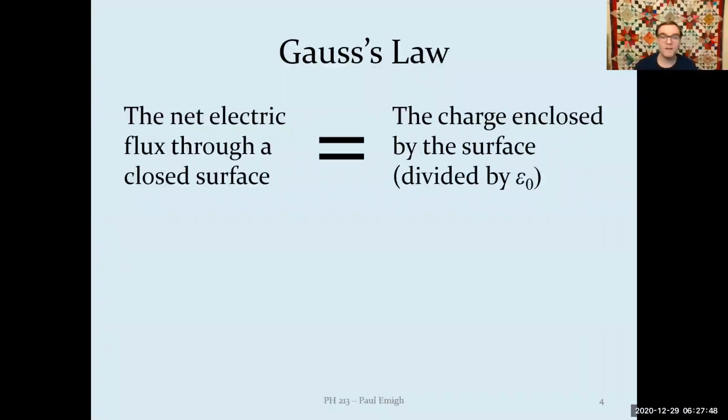All right, today we're going to talk about Gauss's law. And I'm going to hit you straight up with Gauss's law here. I'm going to give it to you first in words before we symbolize it. So Gauss's law is a fundamental physics law about electricity. It says that the net electric flux through a closed surface is equal to the charge enclosed by that surface divided by epsilon naught, which is a constant.